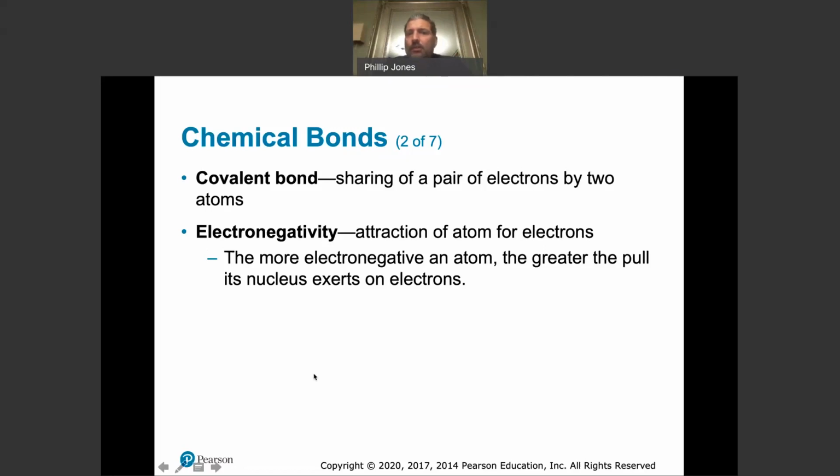So the more electronegative an atom, the greater the pull its nucleus exerts on the electron. If it's really electronegative, just think of that as very dense, or having a lot of pull on those valence electrons. It holds them really tight in space. It doesn't like to let anything go. It holds it really, really tight, like a helicopter mom.